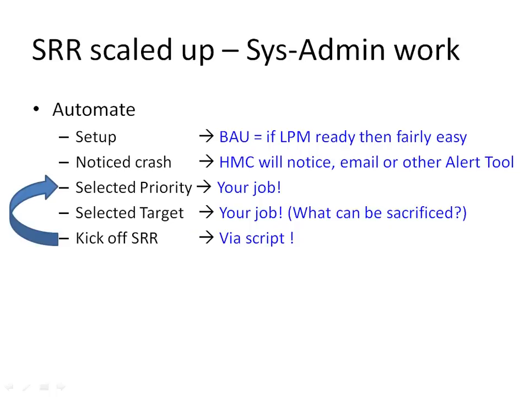We have been talking about fairly simple cases with a low number of machines and low numbers of virtual machines, and life's not going to be too bad. The setup, if we have LPM working already, is fairly easy. As for noting the crash, the HMC will definitely notice. You can get it to email you, for example, or some other alerting tool, warning everybody that the machine's down. We have to take some actions. Then you'll have to go through a loop, first of all finding which are the most important virtual machines to get up and running first.